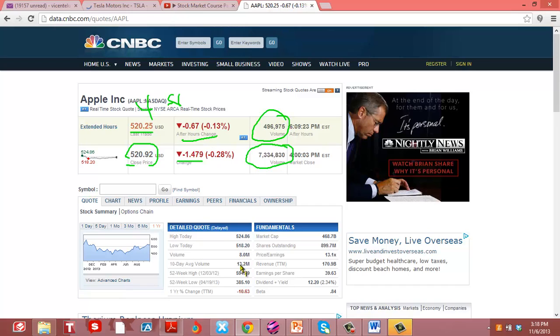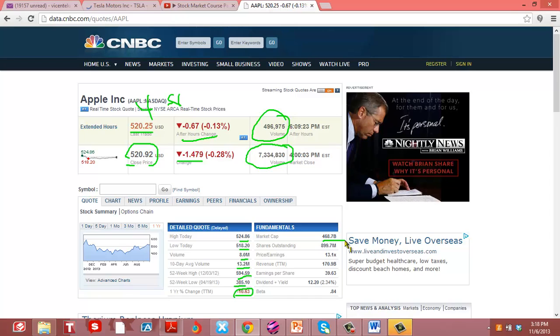And then here you can see a detailed quote. You can see the high of the day, the low of the day, the volume, how many shares were traded, and the average volume for this company over the last 10 days. That means it trades about 13 million shares a day. The highest price in the last 52 weeks, so a year back from today, is $594, and the lowest price is $385. And you can see the percentage of change. It's gone down 10% this year.